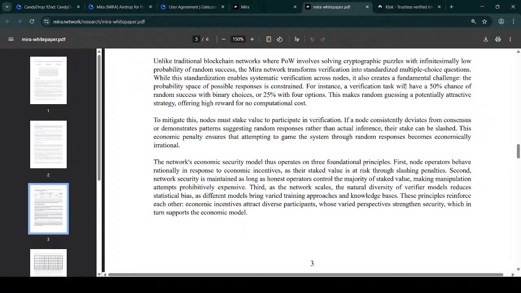The network's economic security model operates on fundamental principles. First, nodes behave rationally in response to economic incentives, as their staked value is at risk through slashing penalties. Second, verification requires proprietary and expensive inference. Third, the network has natural diversity, with verifier models reducing statistical bias through different models, training approaches, and knowledge bases. These principles reinforce each other, as economic incentives and attack resistance give participants a holistic perspective on the network's strength and security, which in turn supports the economic model.